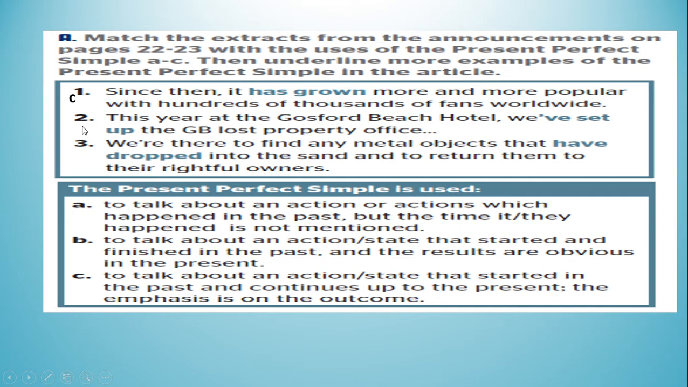Question 2. This year at the Gosford Beach Hotel, we have set up the lost property office. Which is this? Excellent. B. Which is to talk about an action or a state that started and finished in the past and the results are obvious, so the office is still there. 3. We are there to find any metal objects that have dropped into the sand. And actually, it presents the use A, to talk about an action or actions which happened in the past, but the time is not mentioned.